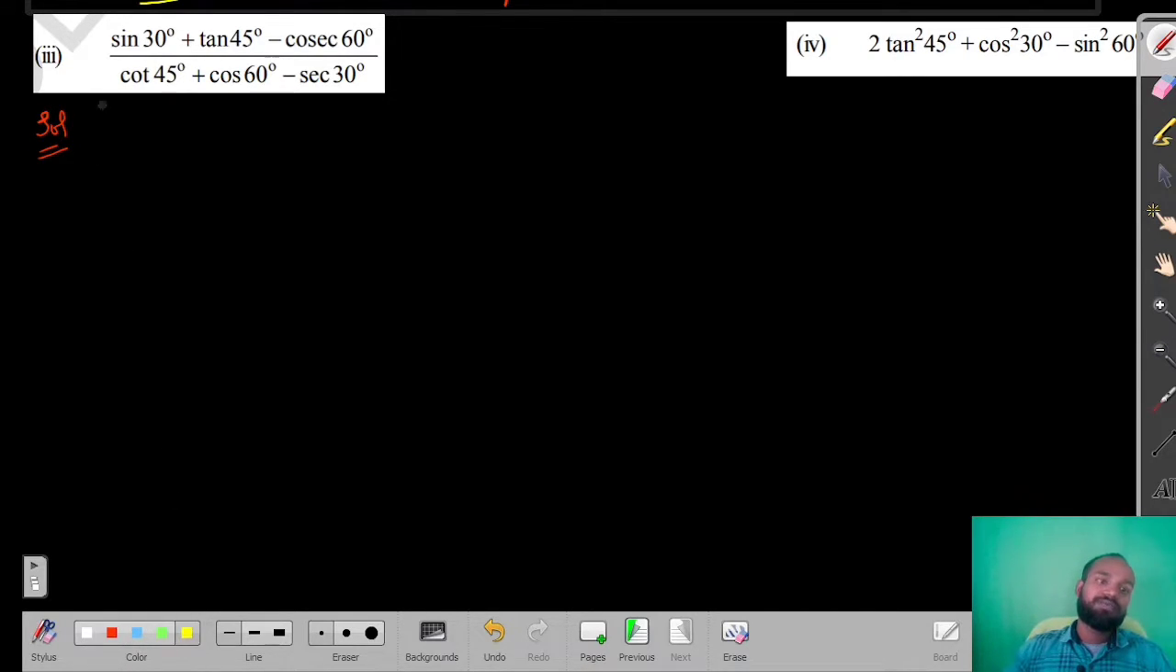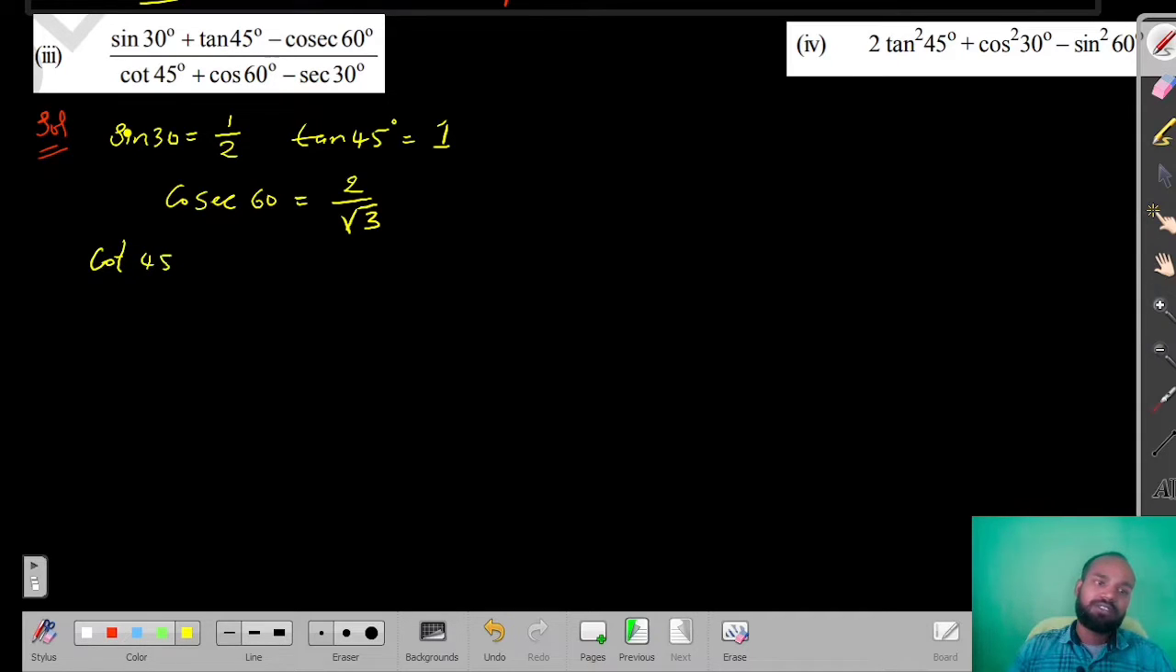What is sin 30? Sin 30 is 1 by 2. Yes or no? Yes. Tan 45 degrees equals 1. Next, cosec 60 degrees equals 2 by root 3. Cot 45 value is 1. Next, cos 60 value is same as sin 30, and sec 30 and cosec 60 are both same.